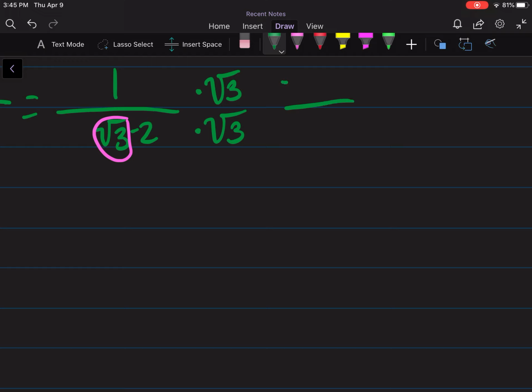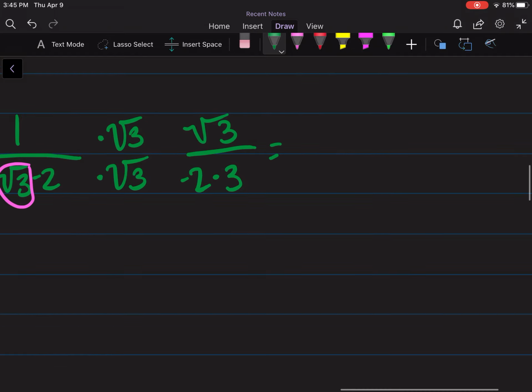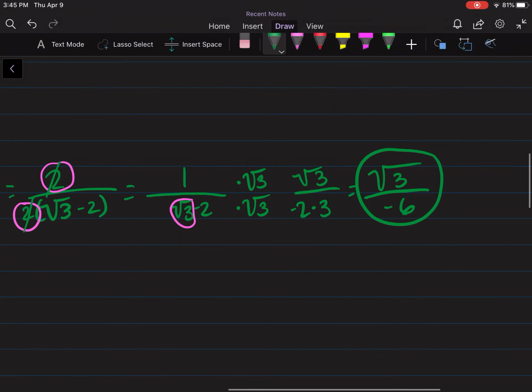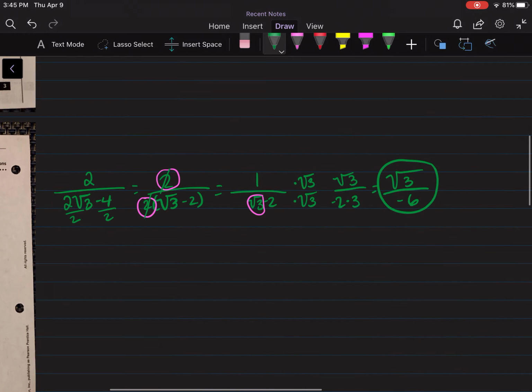Now at the top I'm going to have root 3, and at the bottom I'm going to have negative 2 times 3, because that root 3 times root 3 will end up as just a regular 3. So now I'm going to have a square root 3 at the top and a negative 2 times 3, which is negative 6 on the bottom. And that, my friend, is your answer for that first one there.